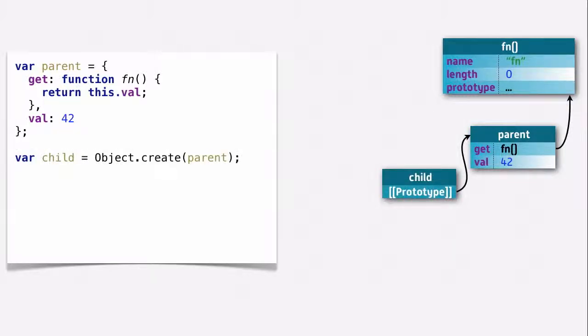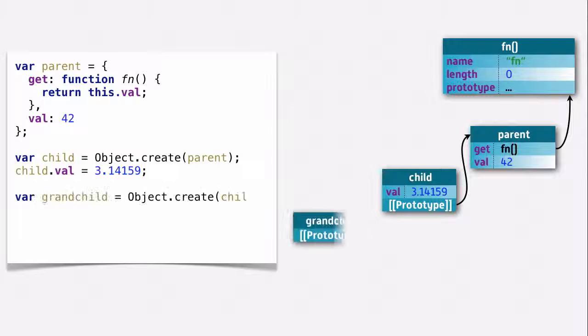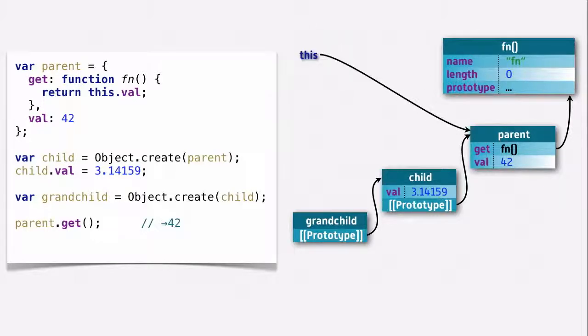So if I have a parent object with a function and a value, I can create a new object, which I've called child, by saying Object.create. You can do anything with this child object that you do with any other object. You can add values to it or even extend it with another child. Now the cool part is what happens when we start to use these objects. The base object is just like before. Let's say we say parent.get. Well, this is going to be set to parent, and then JavaScript will look for get on that object.